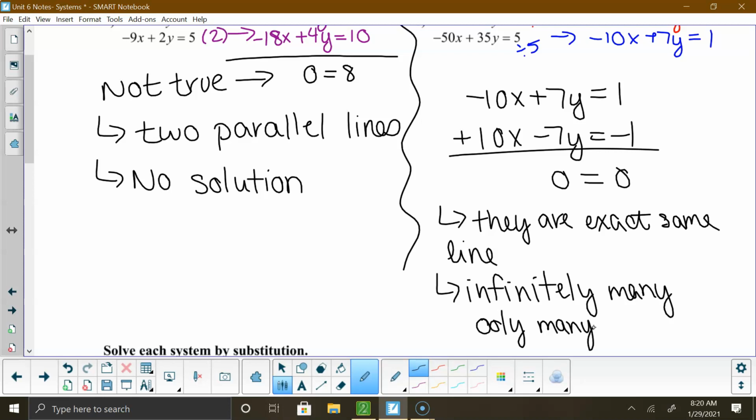Alright, but those are your 2 special cases. These are the only 2 special cases we have. Alright, we've got 2 more problems and then we're done.